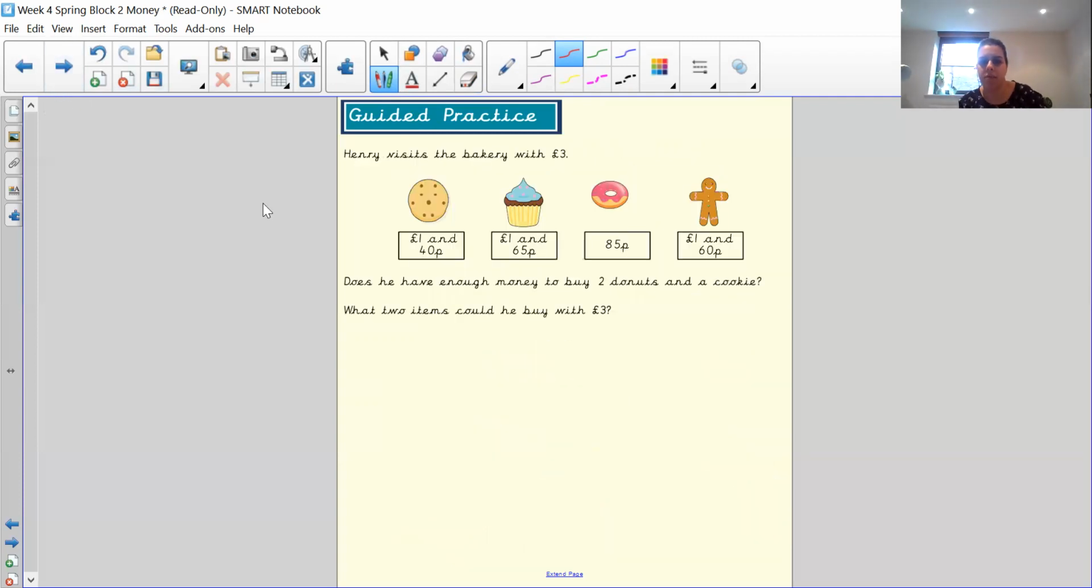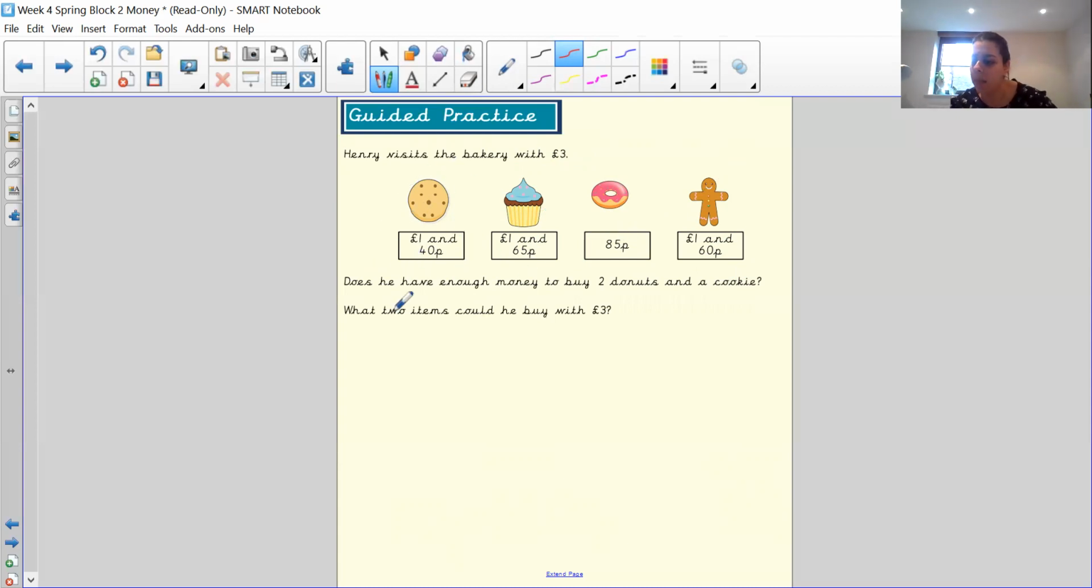Henry visits the bakery with £3. So he's got a cookie here that costs £1.40, a cupcake that's £1.65, a donut that's 85 pence, and a gingerbread man that's £1.60. Does he have enough money to buy 2 donuts and a cookie? So he's only got £3. They're asking, does he have enough money to buy 2 donuts and a cookie?